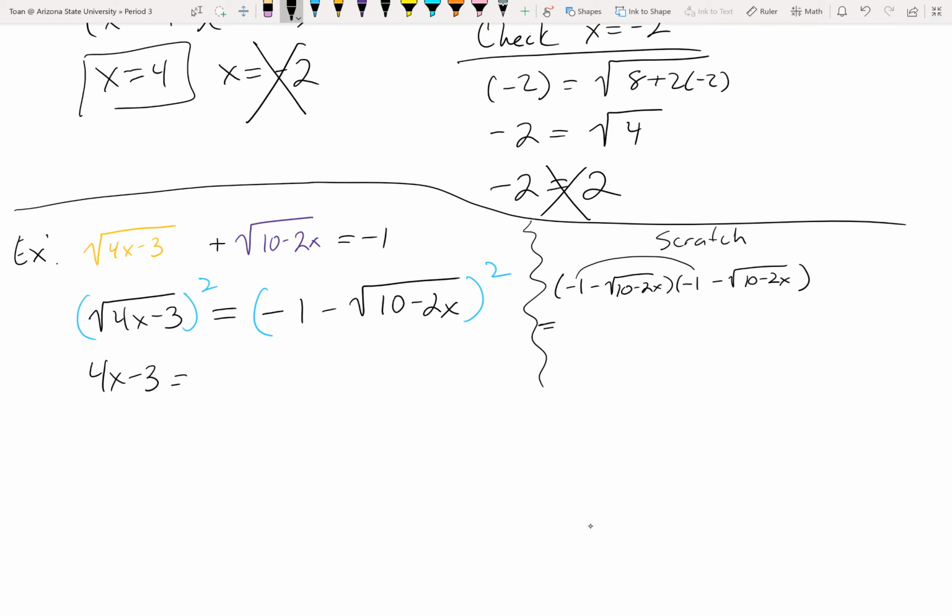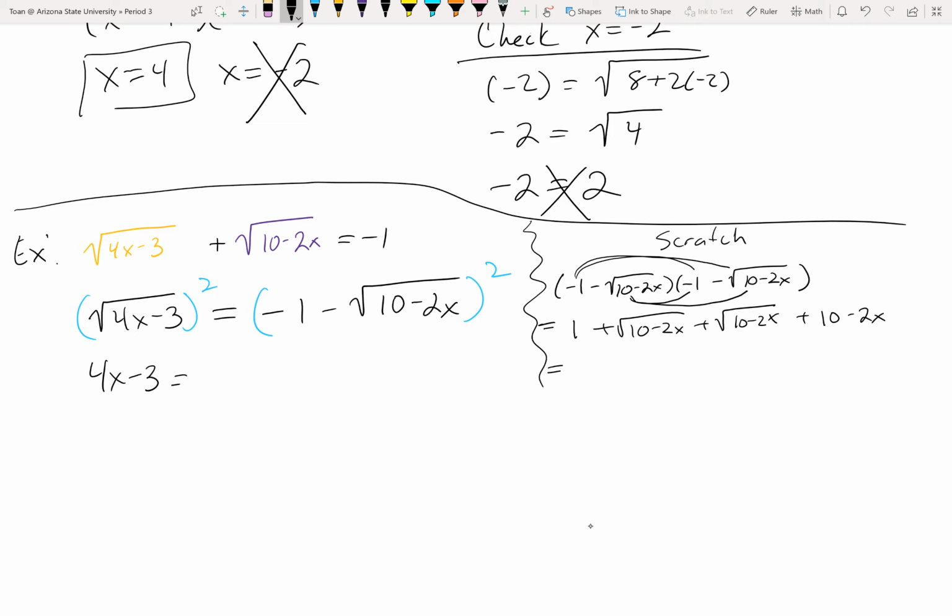So negative 1 times negative 1 is a positive 1. Negative 1 times this radical is a negative radical, and a negative radical times a negative 1 is a positive radical. And then a negative radical times a negative radical. Well, negative times a negative is a positive, so I can do that at least. And I hope everyone knows that when you multiply a radical by itself, the radical just disappears. So then all we get is 10 minus 2x.